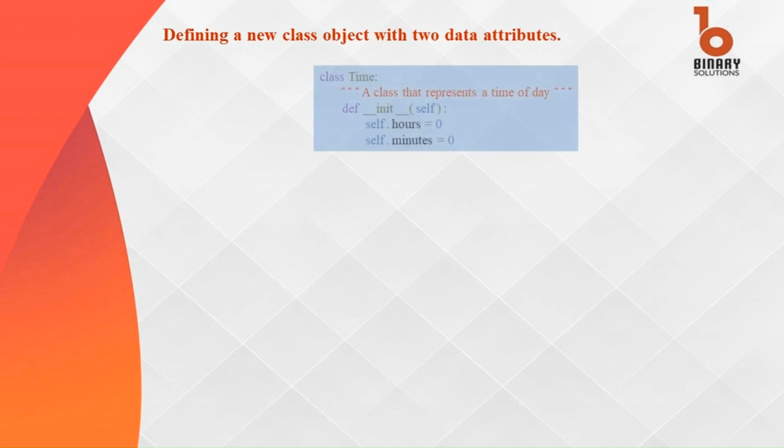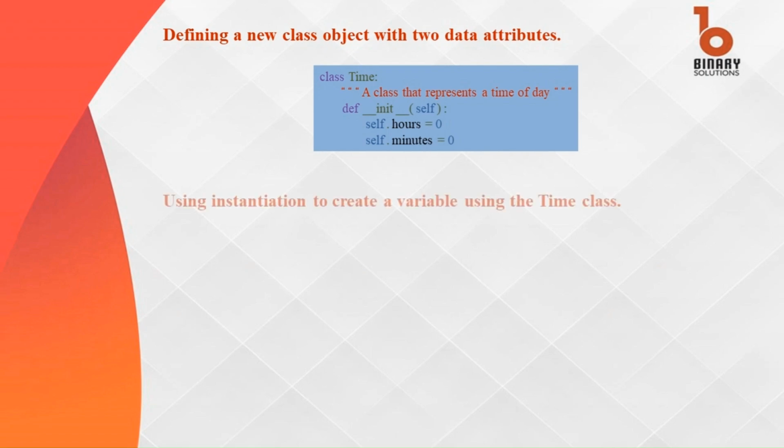In the given example, the time class is defined to represent a time of day. It contains an initializer method, which is automatically executed when a new object of the class is created. Inside this method, two attributes, hours and minutes, are initialized to 0, ensuring that every new time object starts with these default values. This structure allows us to encapsulate related data within a single entity, making it easier to manage and manipulate time related values efficiently.